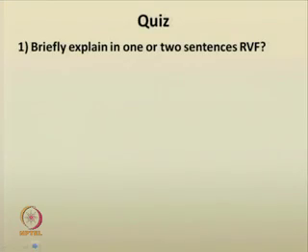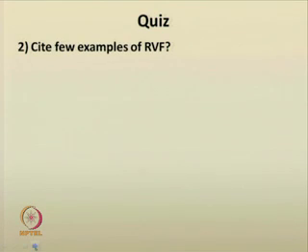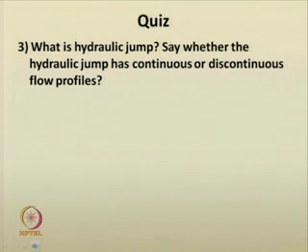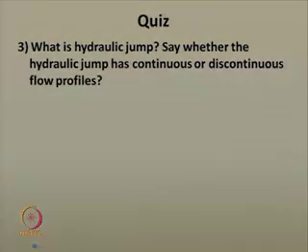We can take a brief quiz now. The first question for the quiz is, briefly explain in 1 or 2 sentences what is meant by rapidly varied flow. Your second question is, cite a few examples of rapidly varied flow phenomena. The third question, what is hydraulic jump? Say whether the hydraulic jump has a continuous or discontinuous flow profile.